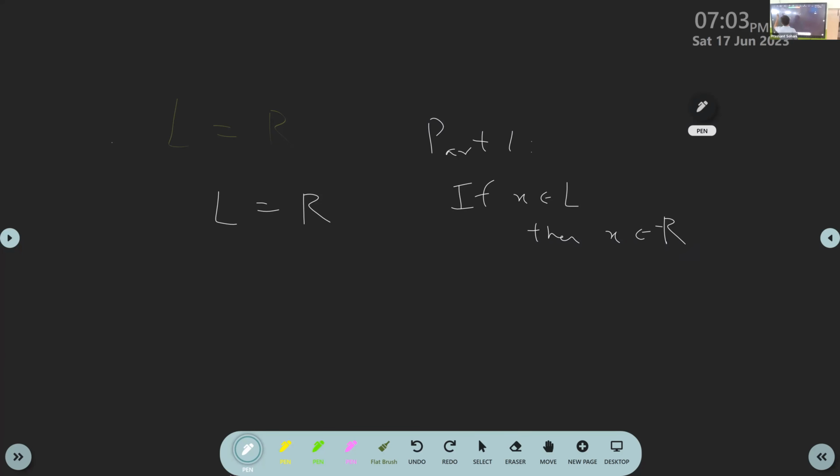And if I draw a Venn diagram, it looks something like this, right? Every element in L is an element of R. But there can still be some element over here, some element which is in R but not in L. So what do we need to show? The reverse also, right? So what is part 2?